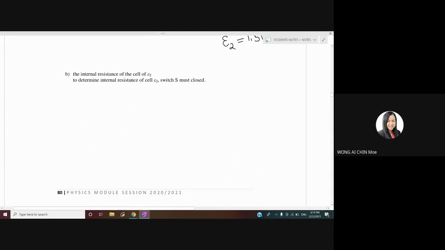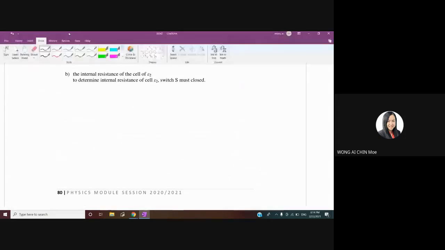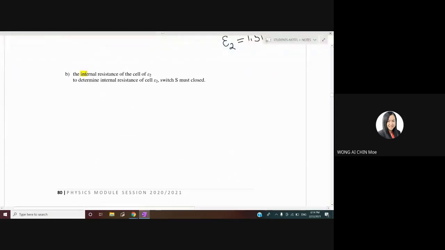Determine the internal resistor of the cell epsilon 2. To determine the internal resistor, switch S must close. When you close it, the length only left 65 cm. Okay, so I draw. So meaning that now we have 3 loops, because the switch must close.